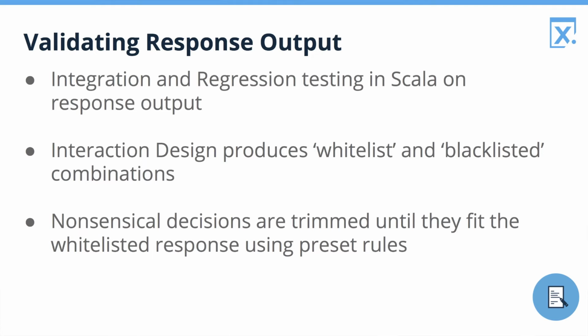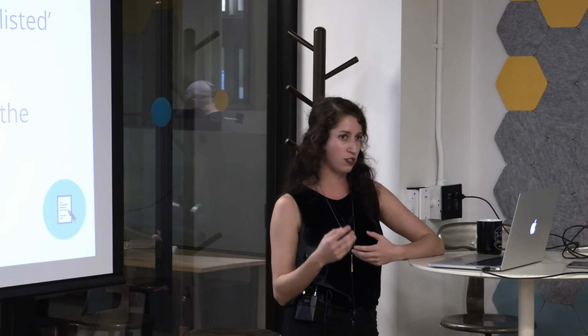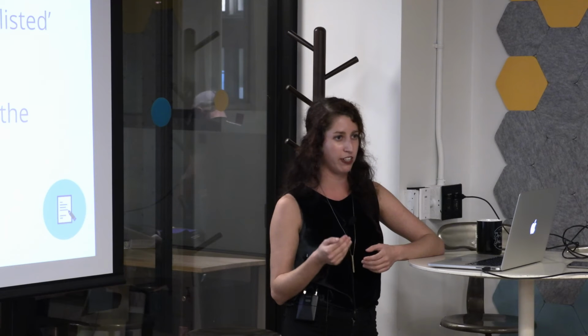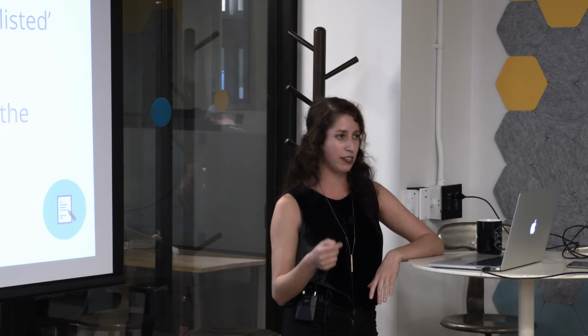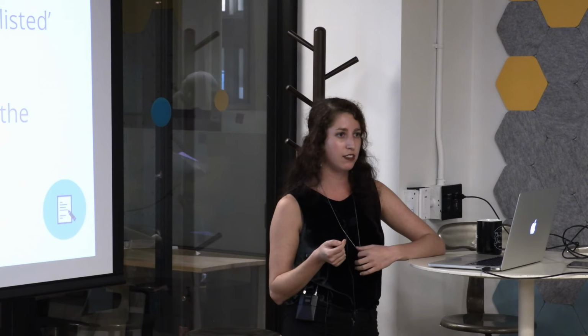Our interaction designer has also produced both a whitelist and a blacklist of acceptable response combinations. So it wouldn't really make sense to say, "Hey, can you meet next Tuesday at 3?" if, say, the meeting was about to be canceled, or if the last email we'd gotten said, "Hey, this meeting is canceled." So based on that, if something illogical were to occur in the application, we would actually trim down the response until it met the whitelisted criteria.